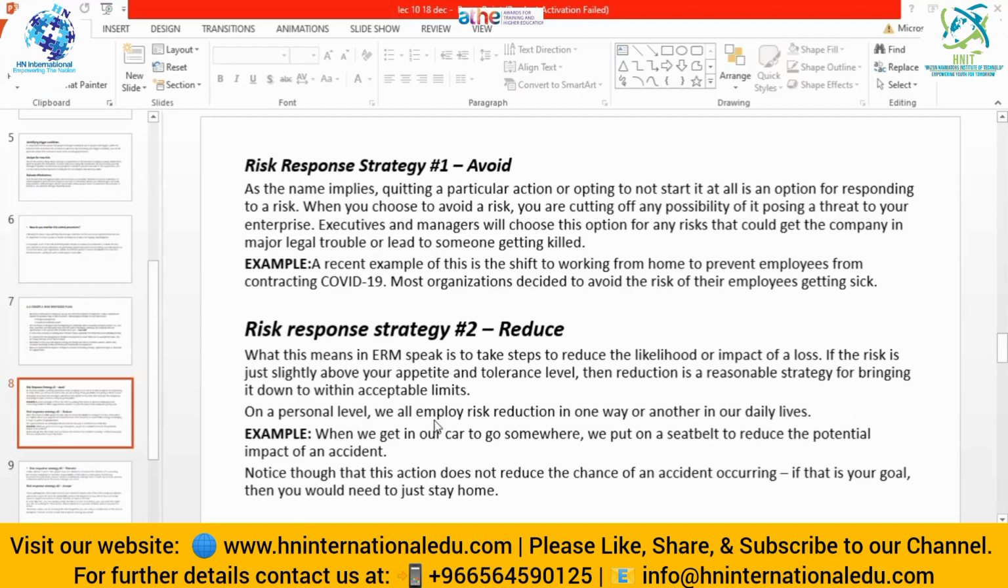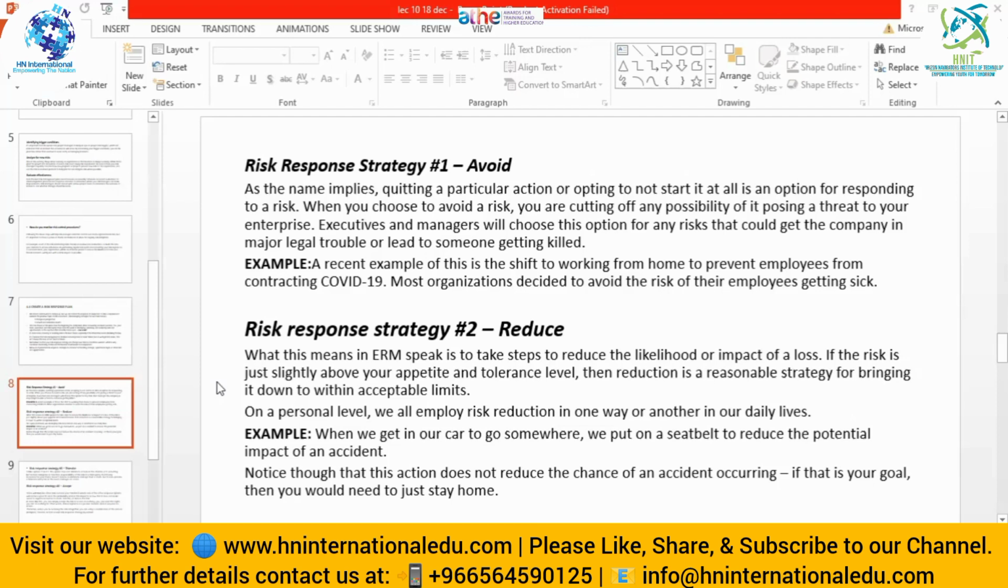You get my point? Now, this is an example: when we get in our car to go somewhere, we put on a seatbelt to reduce the potential impact of an accident. Notice, though, that the action does not reduce the chance of an accident occurring. If that is your goal, then you would need to just stay home.